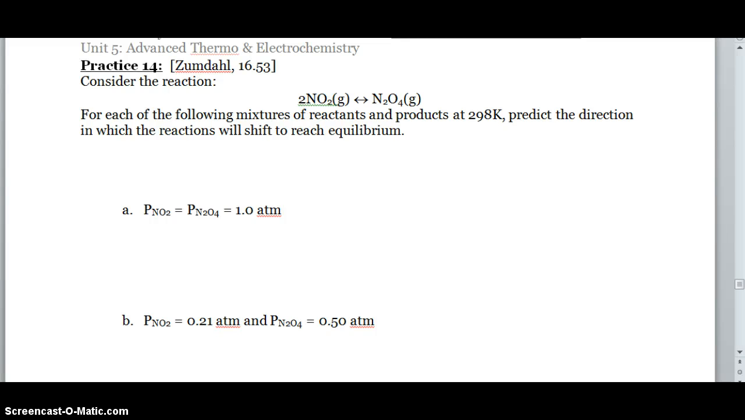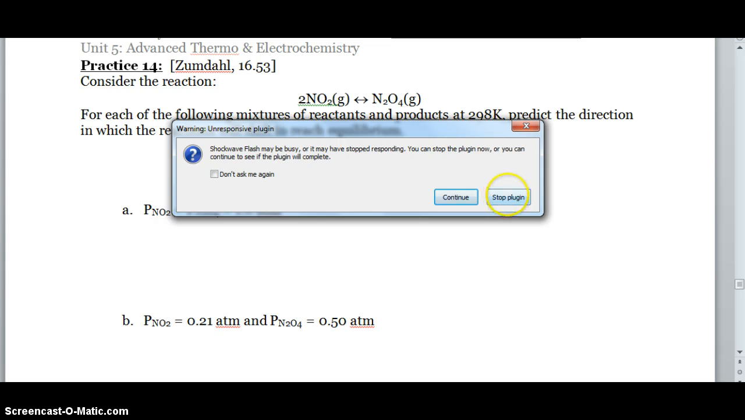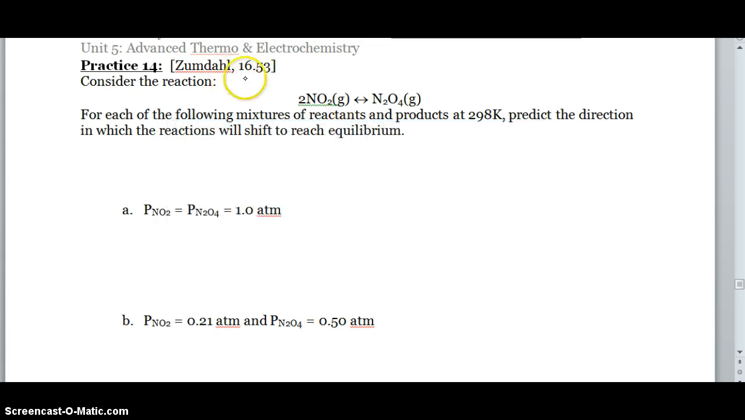During the regular screencast, I skipped over practice 14. One of your homework problems, I believe, is 16.54. So if you had difficulty with that one, it may help to see me work through this one. It gives you this chemical reaction, and it says, for each of the following mixtures of reactants and products, predict the direction in which the reactions will shift in order to reach equilibrium.